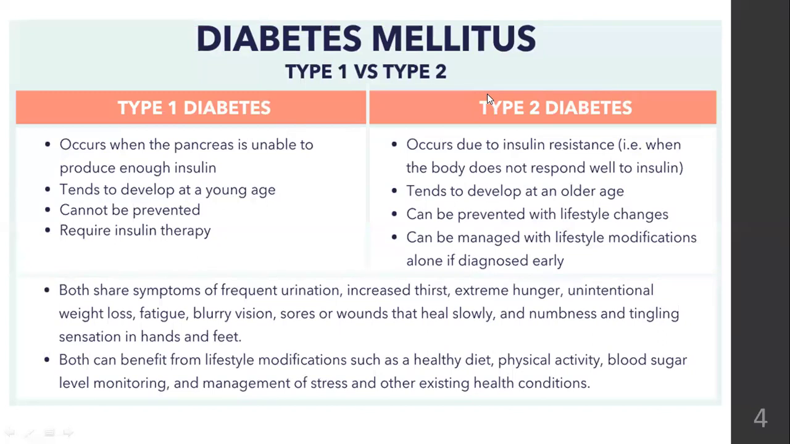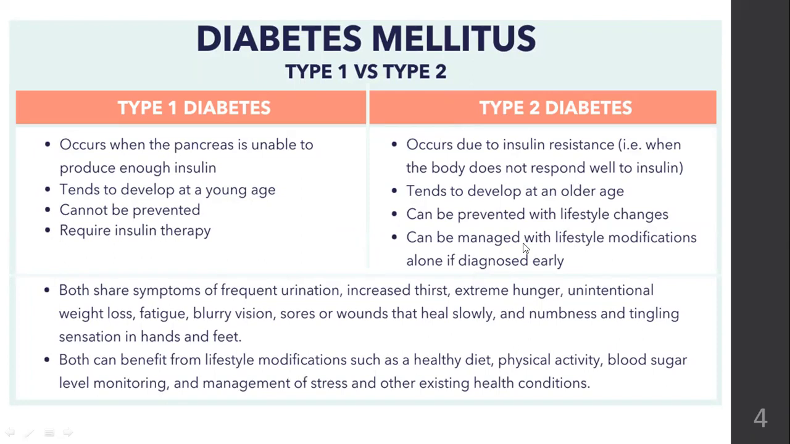So, two major types of diabetes: type 1 diabetes and type 2 diabetes. Type 1 diabetes happens when the pancreas is unable to produce enough insulin, and it develops at a young age. It cannot be prevented. From a young age, kids will be put on insulin therapy because the pancreas can't produce the hormone. The hormone has to be given in some other way. So hormonal therapy, especially insulin therapy, will start at a very young age.